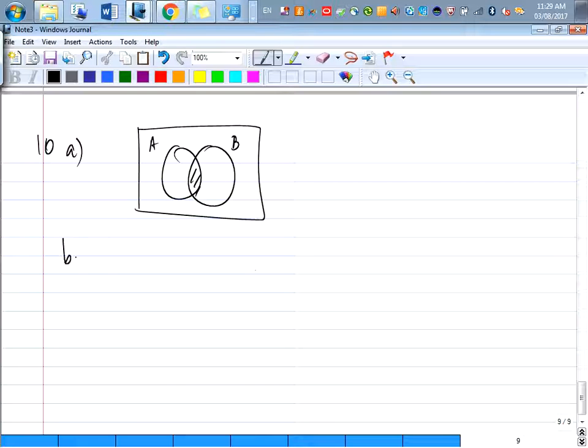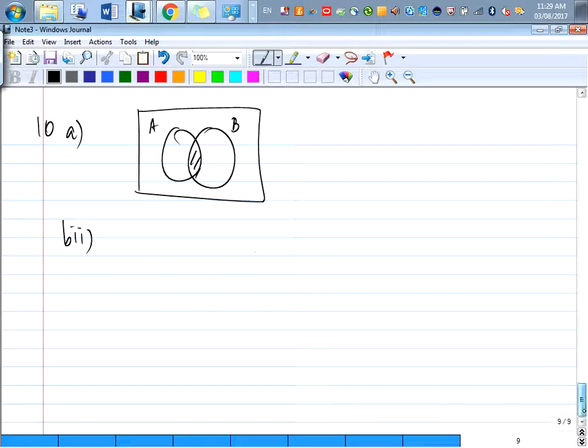Then, part B, part 2. Noisy, this class. B, part 2. Almost everybody got this wrong. So watch, B, part 2. I'm not going through B, part 1.